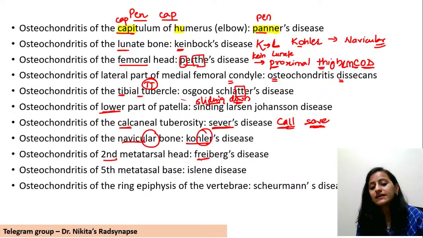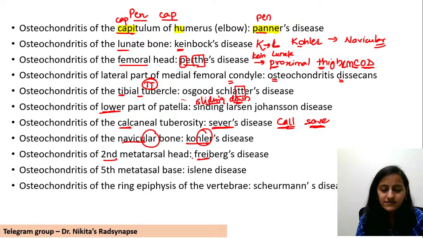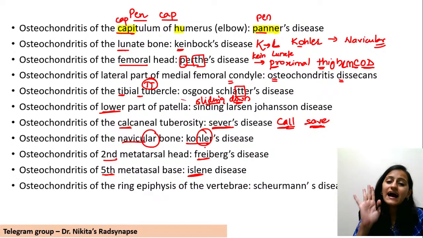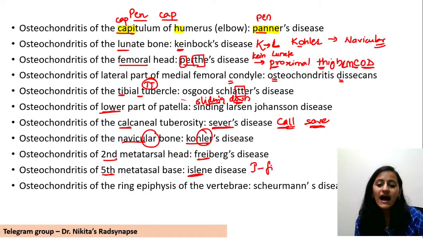Second metatarsal head, that is your Freiberg's disease. No mnemonic for that. Fifth is your Iselin or Island disease. Remember, high five. Okay, that is what we say, high five. High five is your I5. So that is fifth metatarsal.